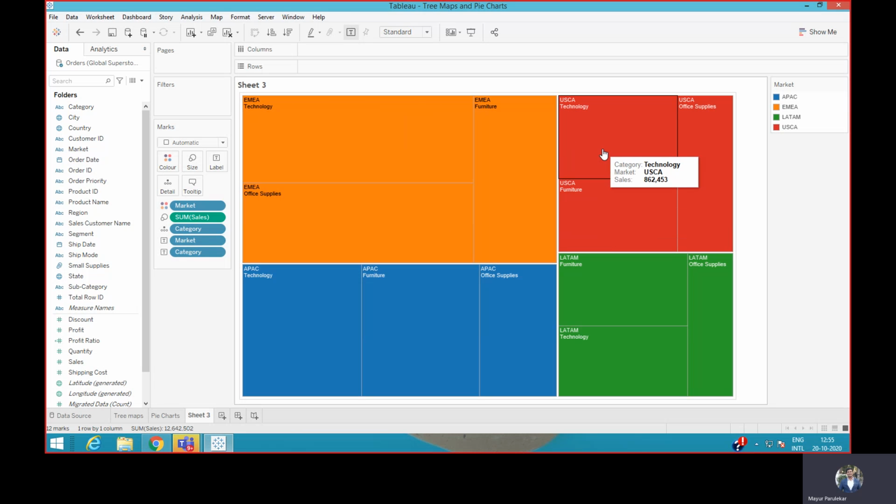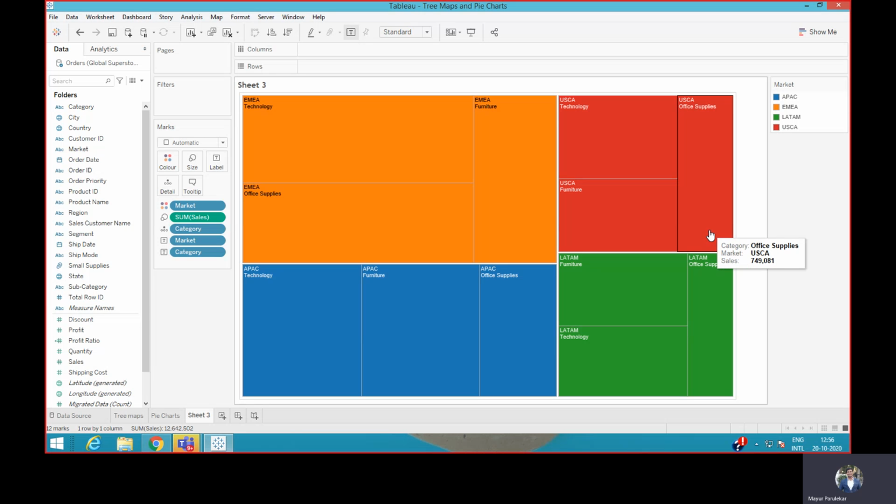All right. In the second particular region of USCA, if you would see, the technology corresponds to the highest, then is your furniture, and then is your office supplies out over here. All right. Similar for technology, office supplies, and furniture in your APAC region, and similarly in the Latin America region. All right. So you read this chart from this particular thing to this corner over here. Similarly from here to here, from here to here, and from here to here.